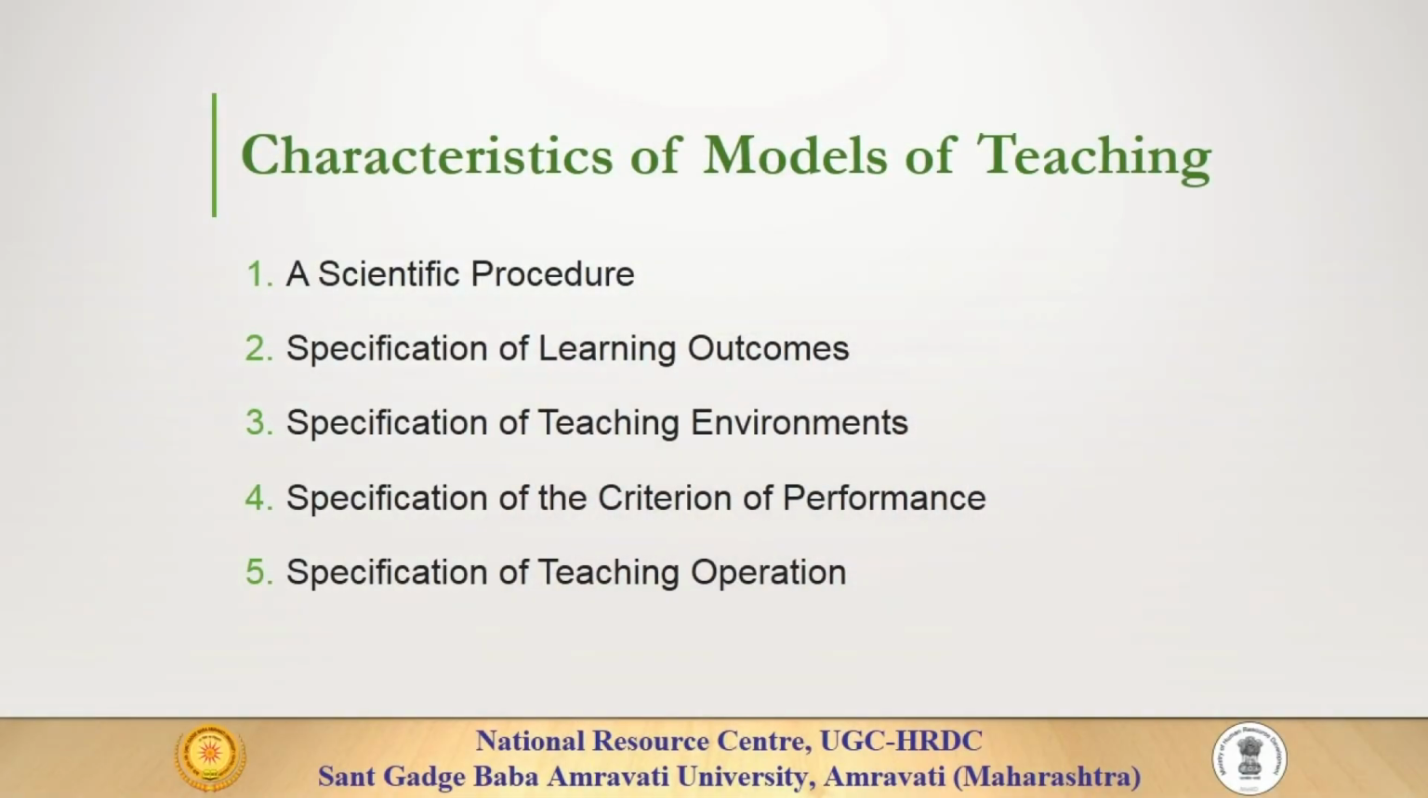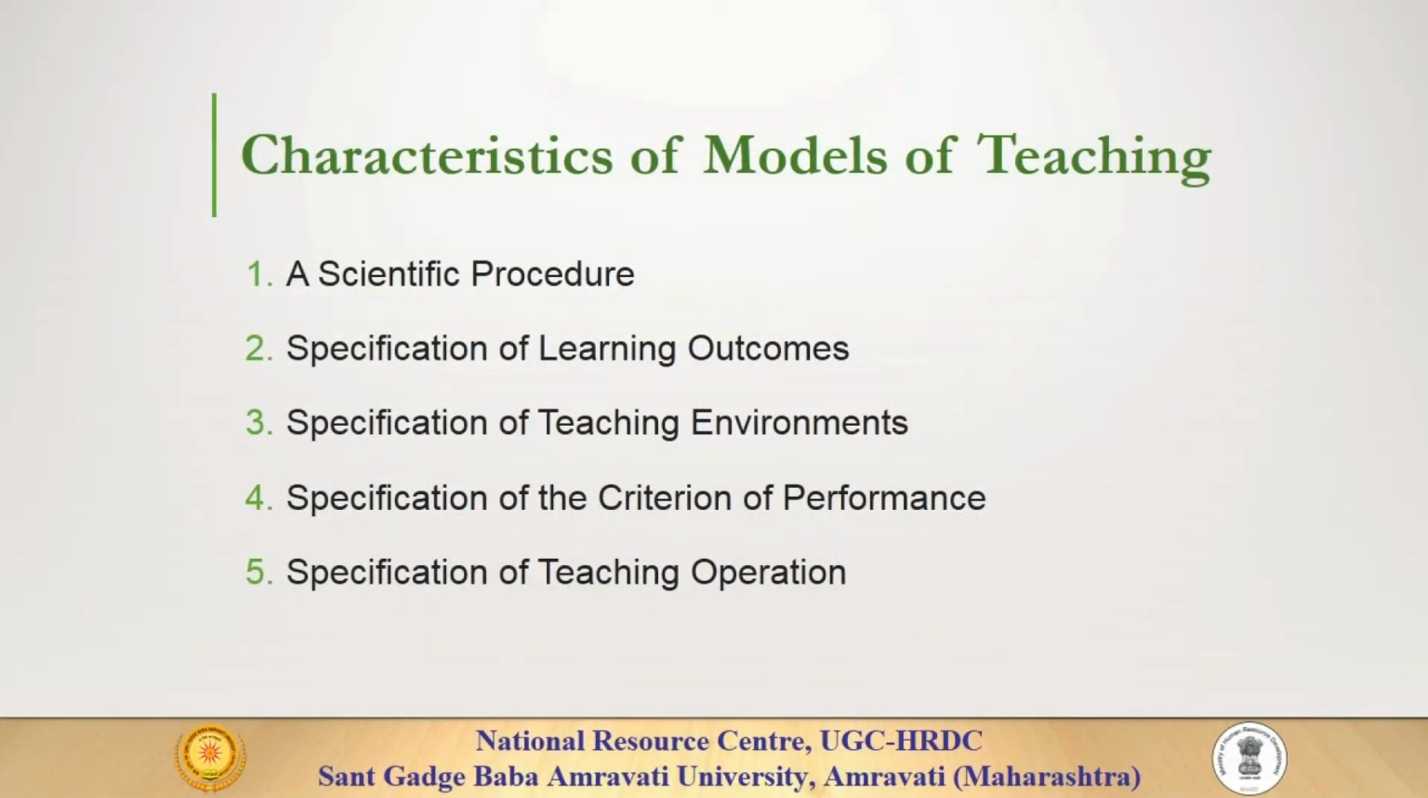The next characteristic is specification of the criterion performance. A model of teaching specifies the desirable performance criterion of the learner as learning outcomes. All teaching is directed towards the achievement of some specific learning objectives. Complete realization of expected learning objectives is not possible in most of our teaching efforts, but models of teaching outline the criterion or performance limit which is expected from students. So, this is one of the characteristics of models of teaching.